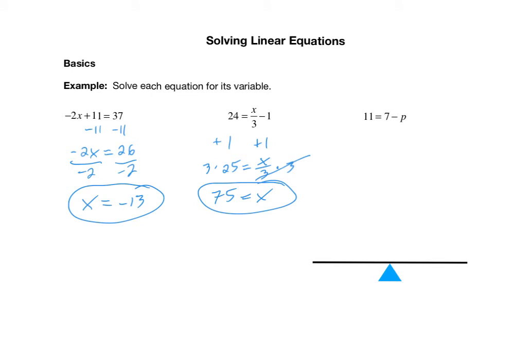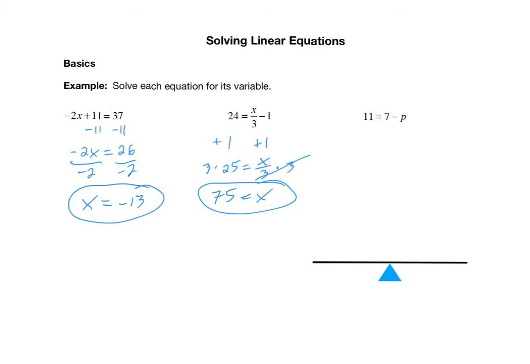We now have 11 equals 7 minus p. With this particular equation, you need to be careful. Remember, you cannot read this as p minus 7. Subtraction is not commutative. This is 7 minus p. So it's 7, and then we're taking off p. So we first need to undo that 7. We don't want to have 7.